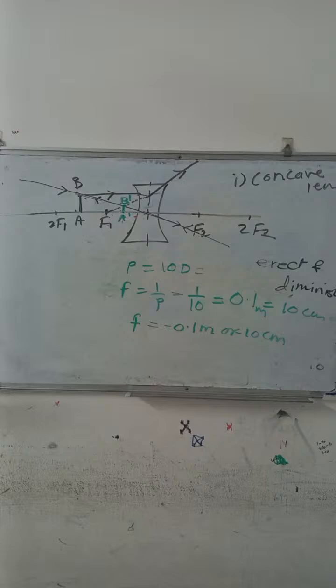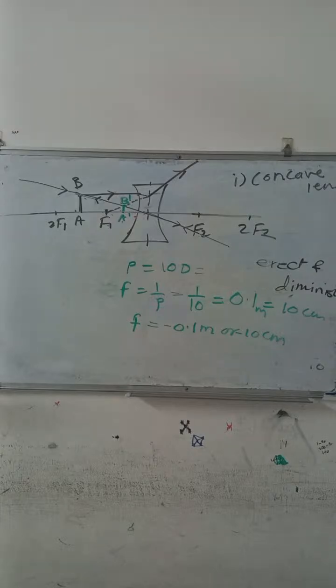If the distance of the object from the optical center of the lens is 20 centimeter, determine the position, nature and size of the image formed using the lens formula. Okay, so I will read the question again.